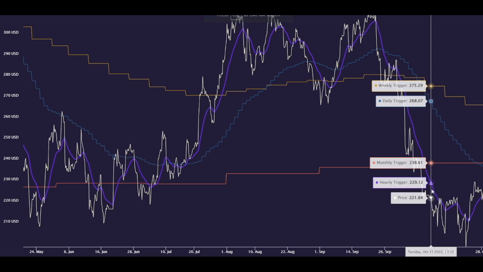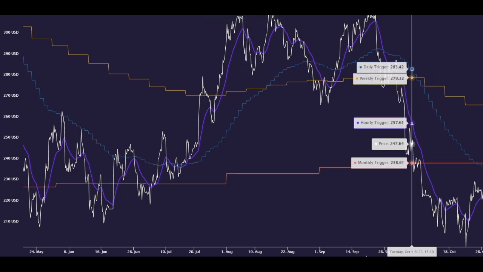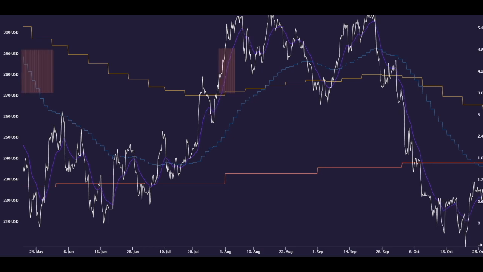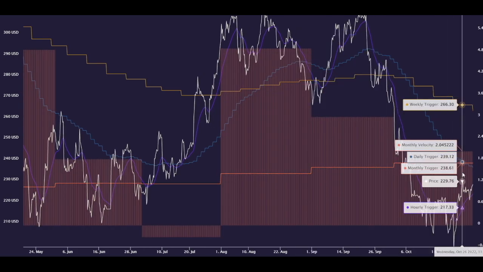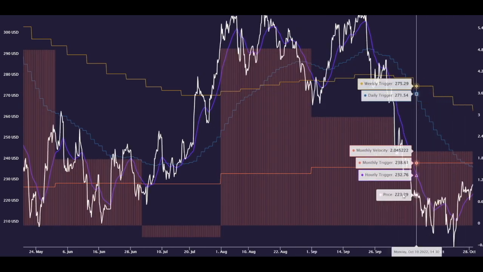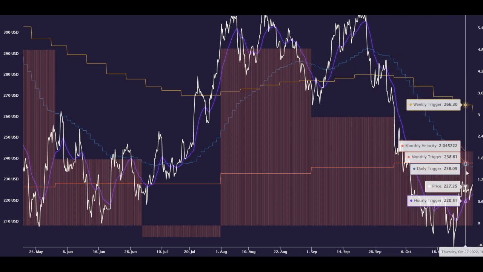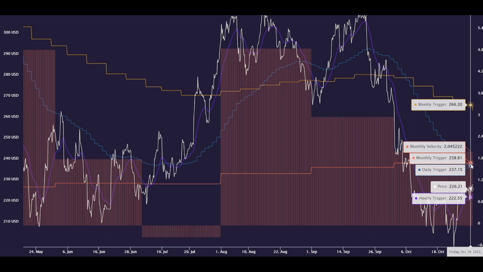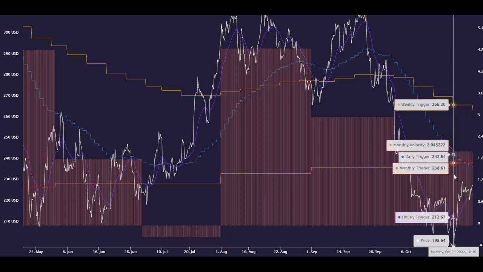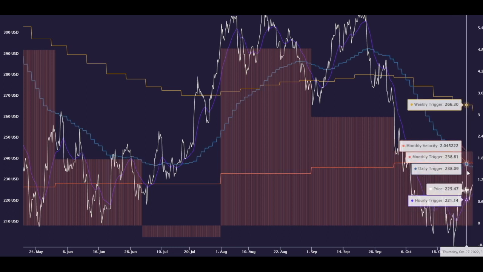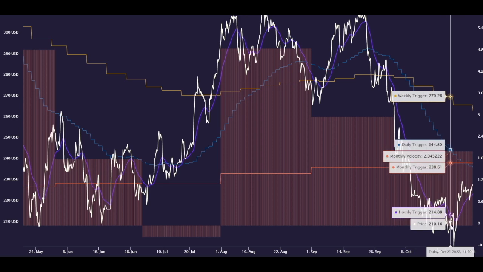Okay, this is another fantastic example of Anemoi working like Anemoi should. So look at the monthly velocity here. See how the monthly velocity was positive when Tesla broke under the monthly trigger. This tells you that during the entire month of November, price wants to at least pull back towards the monthly trigger at 238. And Tesla, from a low of 198, was able to make a high of, let me check, a high of 233 this week.